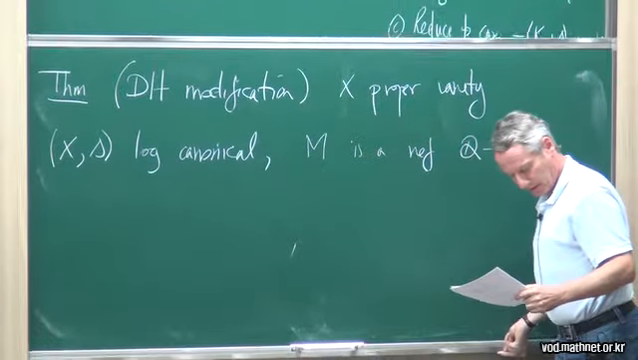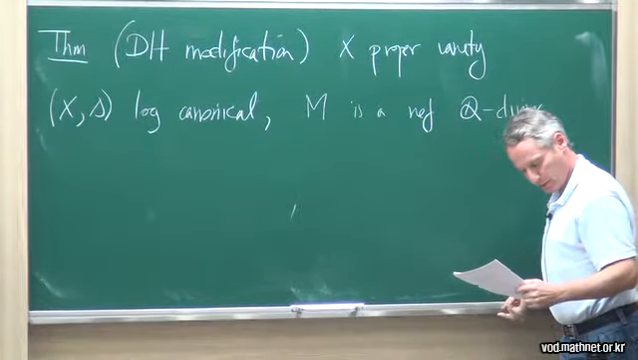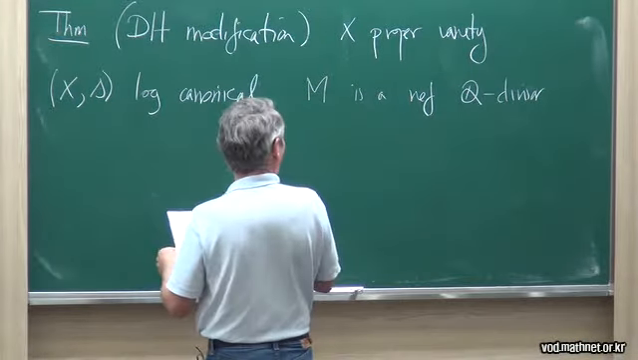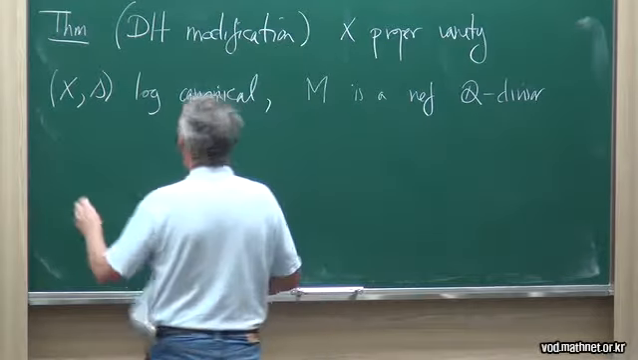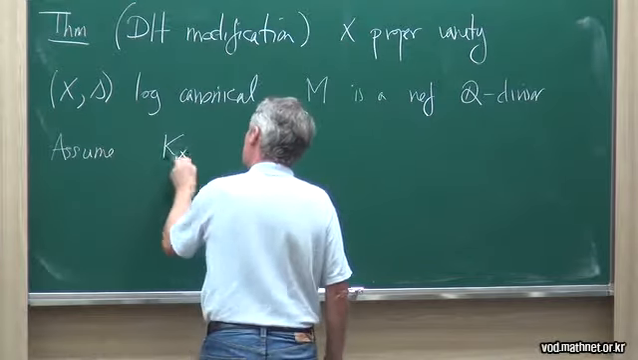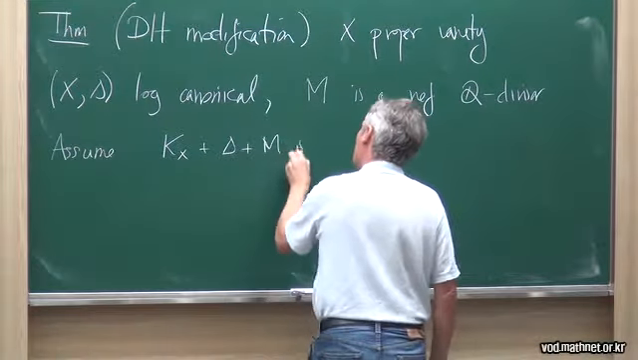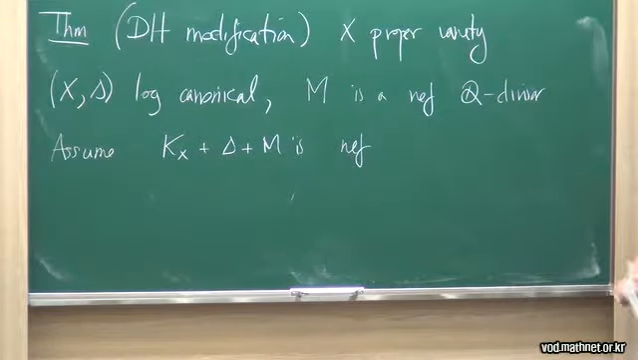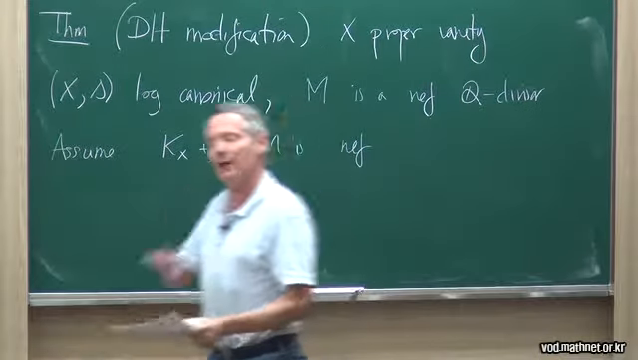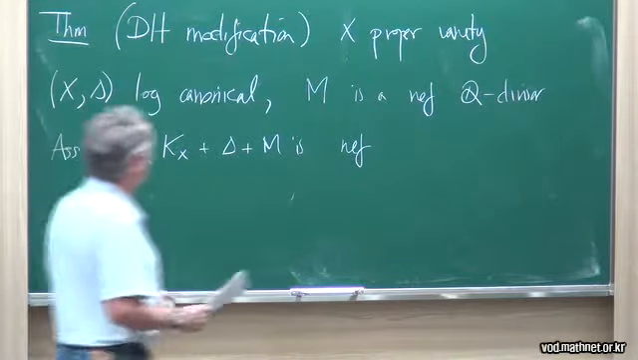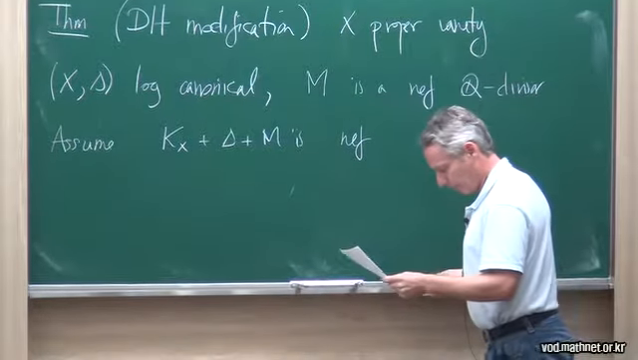I think for most people, except an expert in the MMP, you really wouldn't care at all. But it bothers me. Anyway, never mind. And then assume that K_X plus delta plus M is nef. So if you know that minus (K_X plus delta) is nef, you could take M to be minus (K_X plus delta), then K_X plus delta plus M is 0. So obviously that's nef. So this is going to be okay.